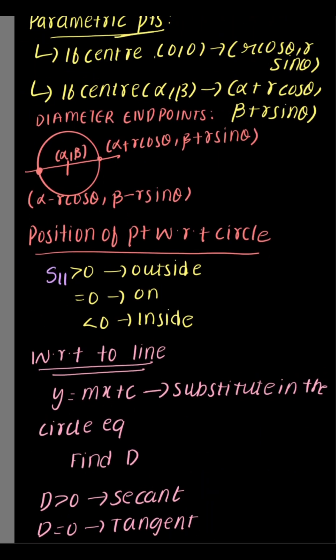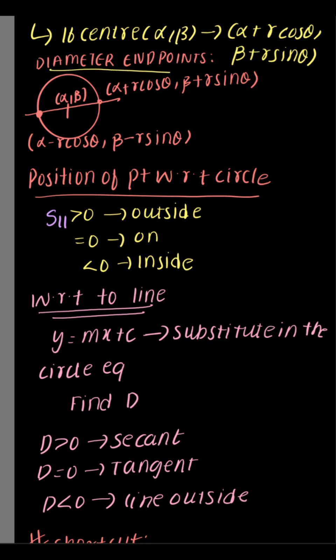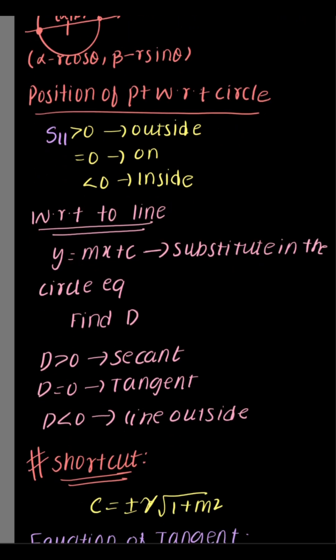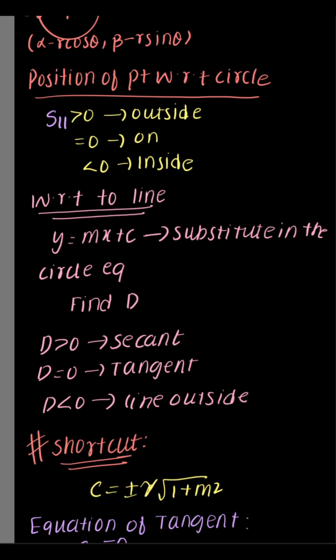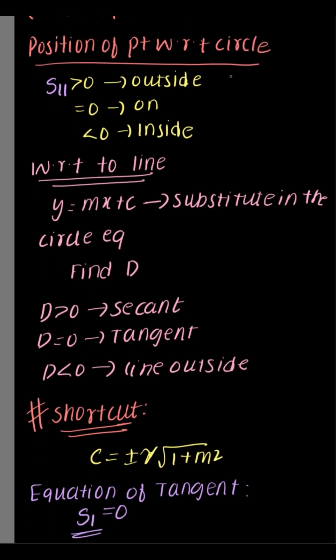Let's move on to parametric points. If the center is (0, 0), the parametric points are r cos theta, r sin theta. If the center is (alpha, beta), then the parametric points are alpha + r cos theta, beta + r sin theta. If you need to write the parametric form for the diameter endpoints, and one end is this, then for the other end you just replace cos theta with minus cos theta and sin theta with minus sin theta. As simple as that.